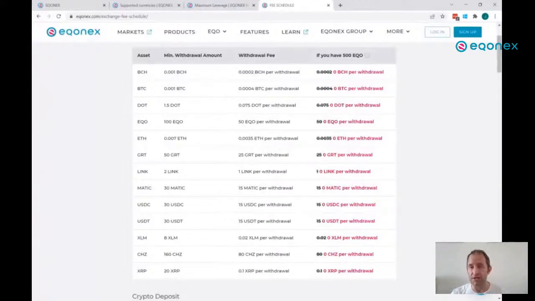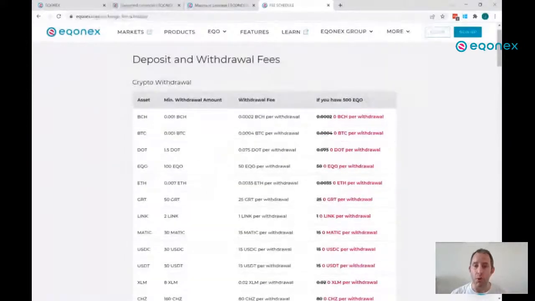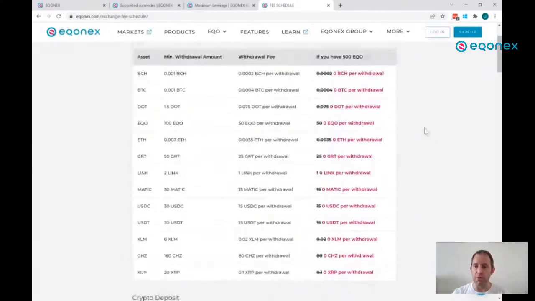The other thing to mention is we have an exchange token called EQO. You can see here, if you have 500 EQO in your available balance, all withdrawal fee crypto are marked down to 0. So it's completely free once you have 500 EQO in your account to withdraw Bitcoin or Ethereum or any of those other tokens on any of the chains. That's really worth considering if you're going to be an active client and do a lot of deposits and withdrawals. EQO is a spot currency once again.